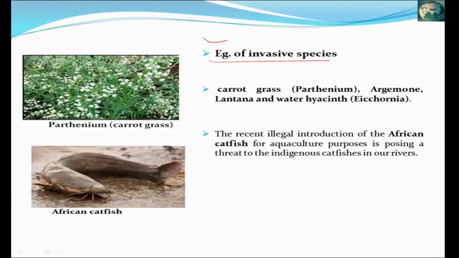Some more examples of invasive species. This is Parthenium. It is also known as carrot grass. Other than that, Ageratum, Lantana camara, water hyacinth, Eichhornia. This is the African catfish. When it reaches some other place, it replaces the indigenous catfish of that new place. That's how these invasive species replace the native species of new areas.